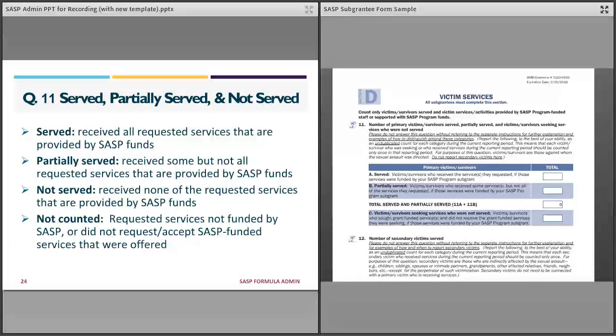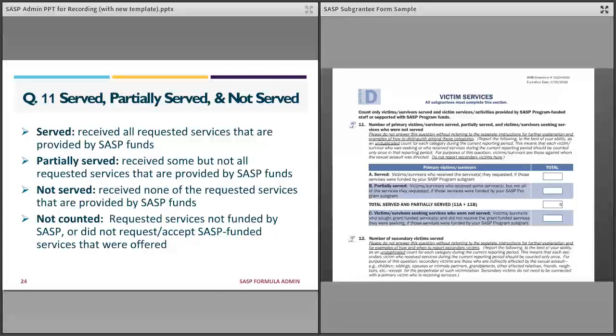So there are some definitions that we like to hand out for served, partially served, and not served. Keeping in mind what I mentioned on the previous slide, all victims and survivors who are considered served received all of the grant-funded services that they requested during the current reporting period. Anyone reported as partially served received some, but not all, of the grant-funded services that they requested during the current reporting period.